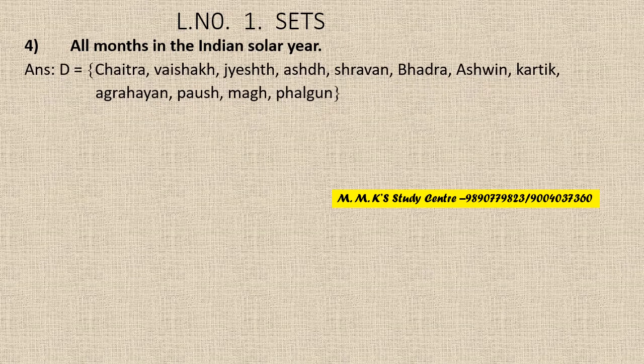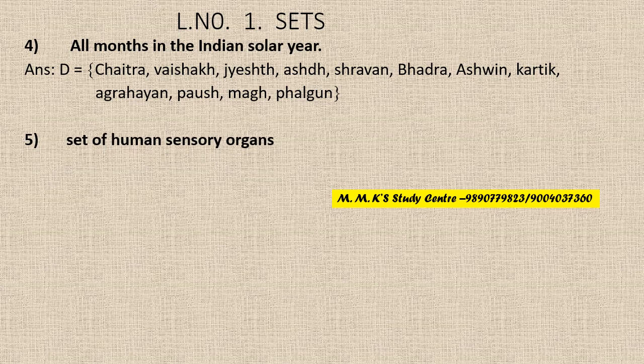So check your answer. D is Chaitra, Vaishak, Jyesth, Ashad, Shravan, Bhadrapad, Ashwin, Kartik, Agran, Paush, Magh, Falgun. So this is your answer. Do not forget to write the curly bracket. Okay, all the sets you have to write by using curly brackets only.